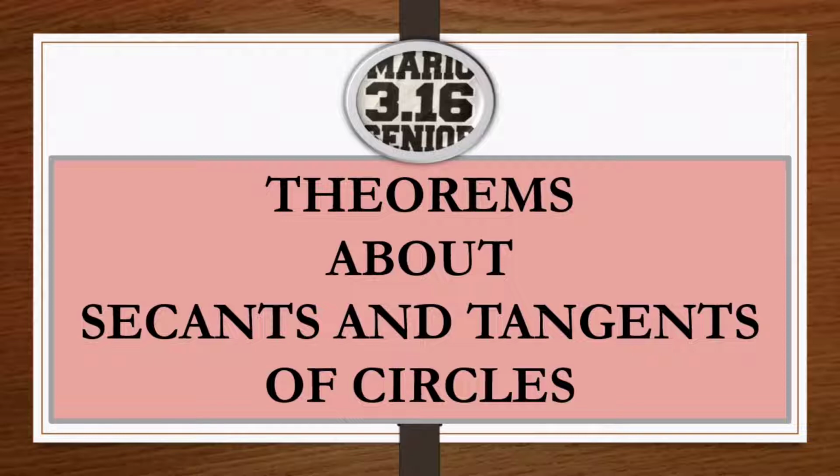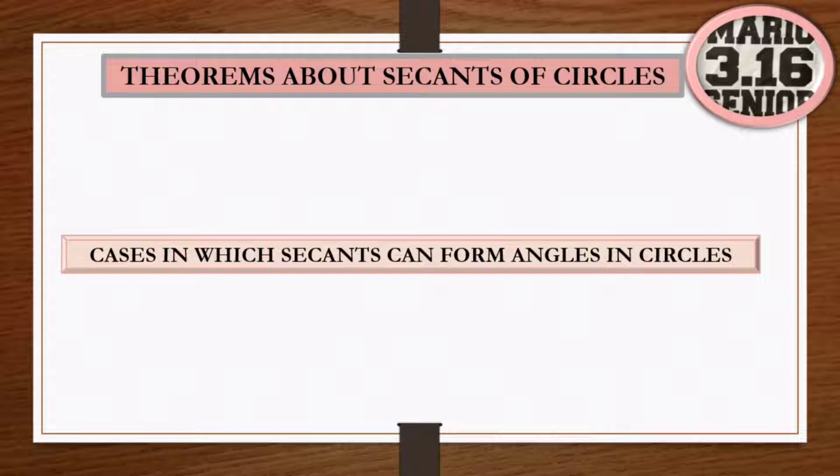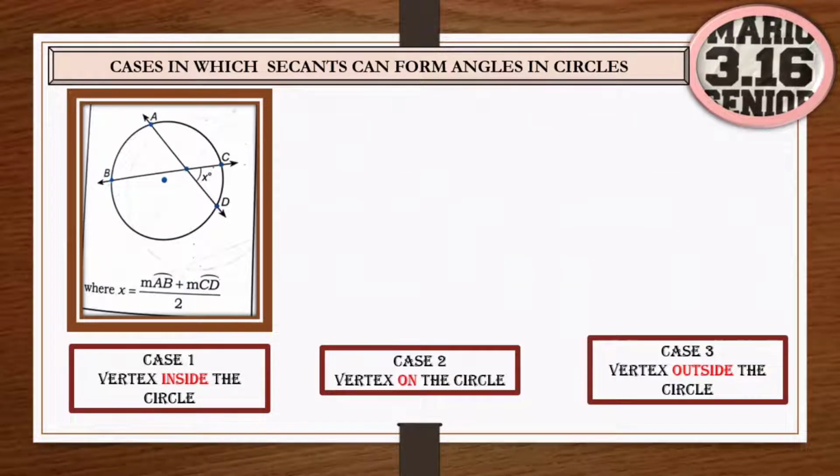It's good to be back and I will be discussing to you theorems about secants and tangents of circles. For our first topic, we will be discussing cases in which the secants can form angles in circles. So there will be three cases. The first case is when the vertex is inside the circle. So you have to observe that the secant lines intersect inside the circle.